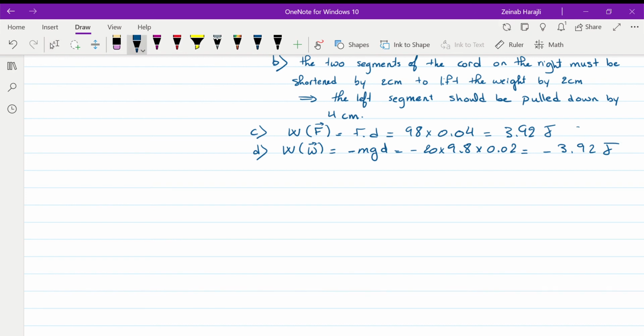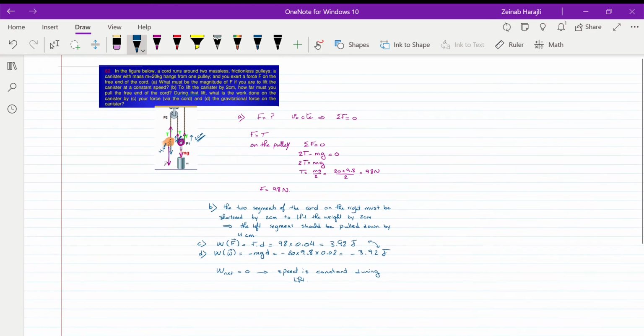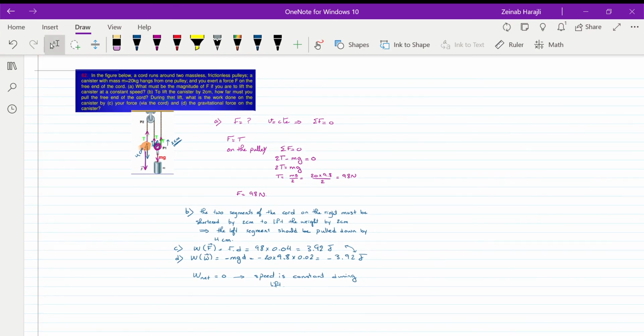And you can notice how the work done by each force is the same in magnitude. So actually W net is going to be 0, and thus the speed is constant. I also deduce that the speed is constant during lifting. So here we were able to do this study of lifting this mass with these two pulleys, studying the displacements on each side, and then finding the work done.